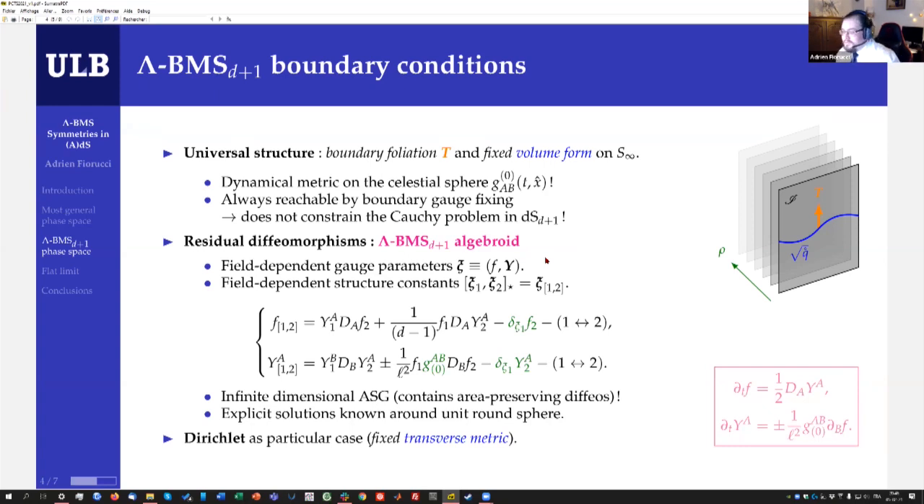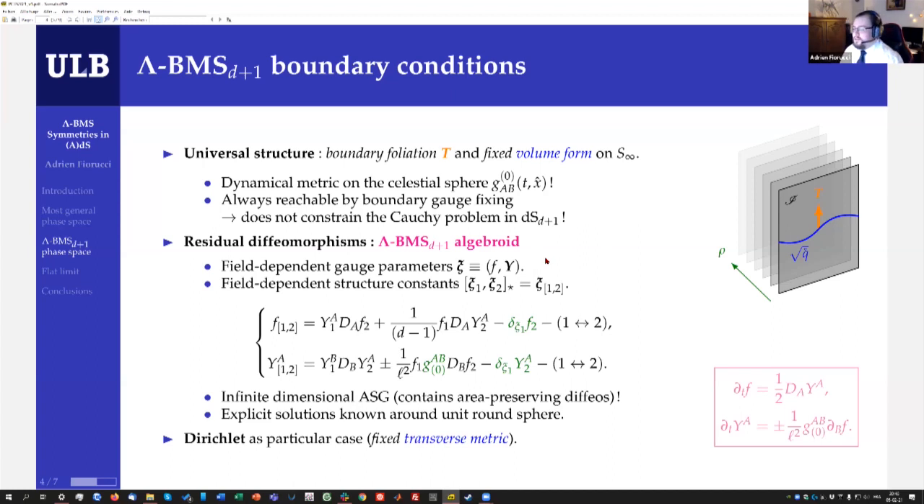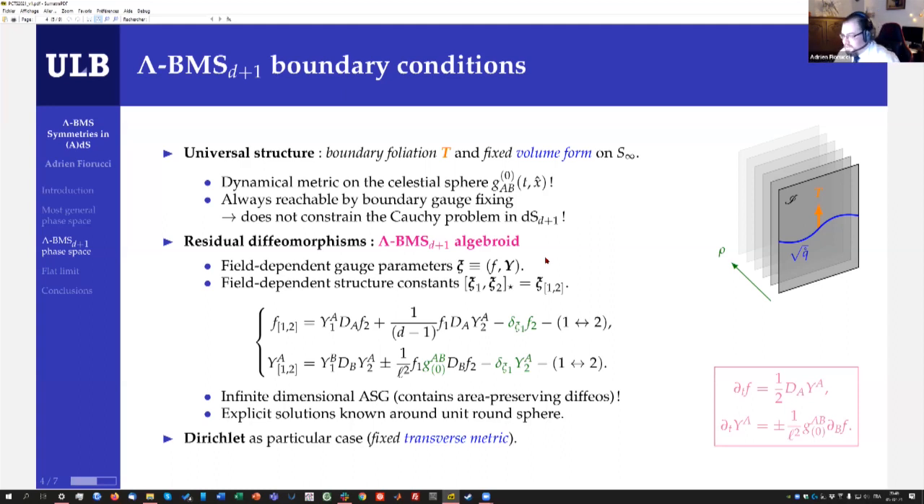This will give rise to an infinite dimensional asymptotic symmetry group, because you can prove that it contains, for example, the area preserving diffeomorphisms on the codimension 2 section of infinity, and some explicit solutions are known around the unit transfer. To finish with this point, you can reach the Dirichlet boundary conditions, the condition that you all love a lot, simply by imposing that the dynamical metric on the codimension 2 sections is now fixed, for example, to the unit transfer metric.